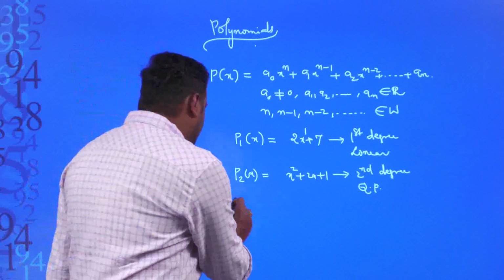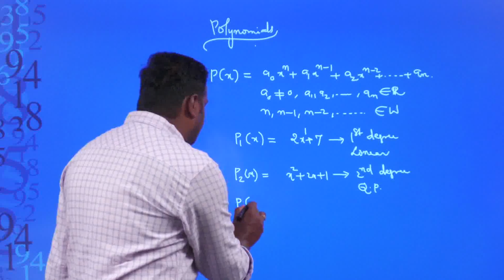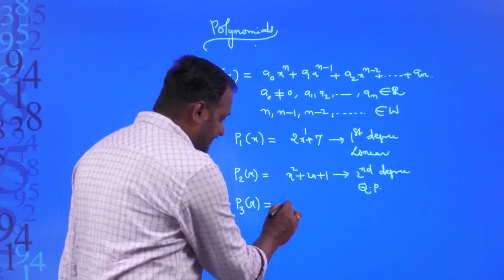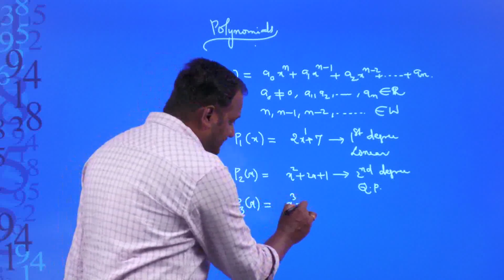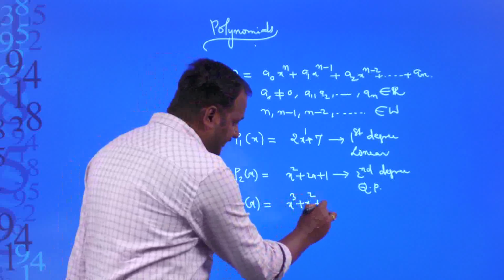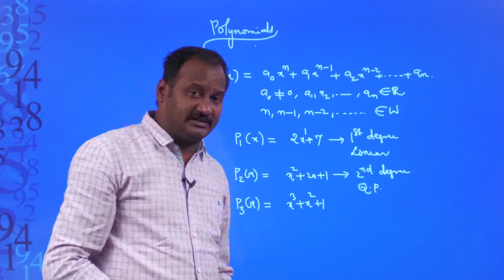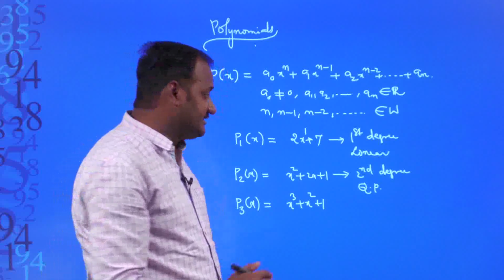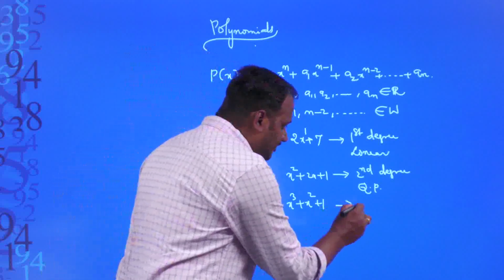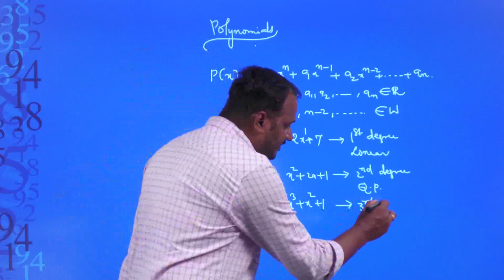And for example, taking one more polynomial in terms of x, that is x cube plus x square plus 1. What is the degree of this polynomial? The highest power is 3. Since the highest power is 3, this polynomial is a third degree polynomial.